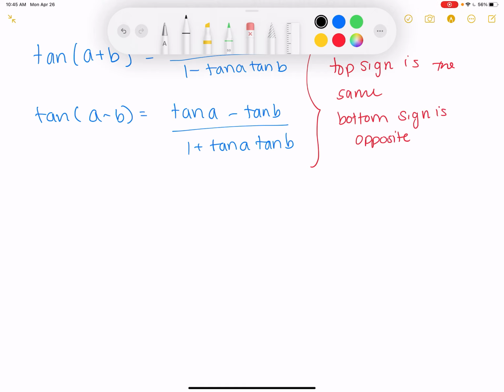All right. Starting with some examples now. All right, let's do number 4 to start with. The sine of negative 165 degrees.